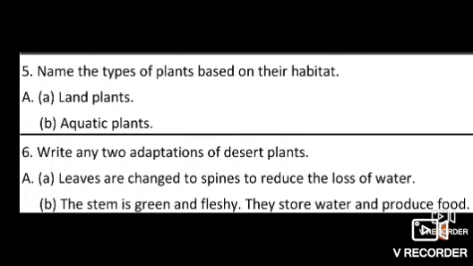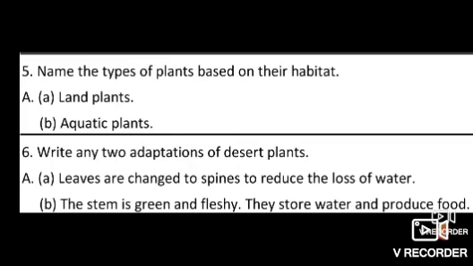Then fifth one, name the types of plants based on their habitat. Land plants and aquatic plants. Land plants, L-A-N-D, land, P-L-A-N-T-S, plants. Aquatic, A-Q-U-A-T-I-C, aquatic plants.